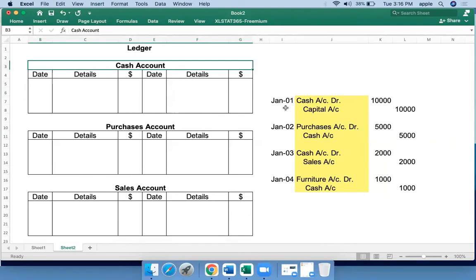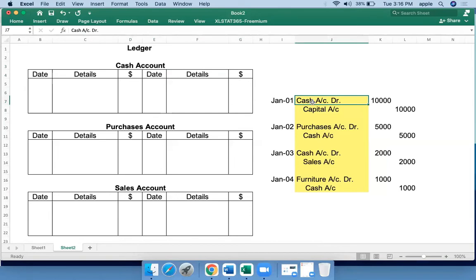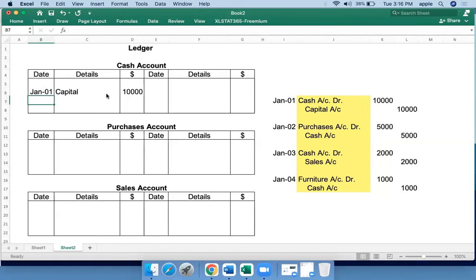Now see, in the first journal entry, is cash debited or credited? Debit. So this one is the debit side. On the debit side, I will write the money, 10,000. And what is the opposite account to cash in the journal entry? Capital. So in the detail column, I will write capital. And in the date column, I will put the date, Jan 1st.